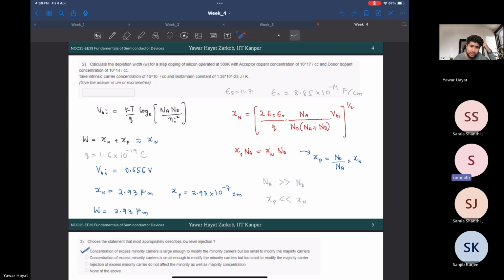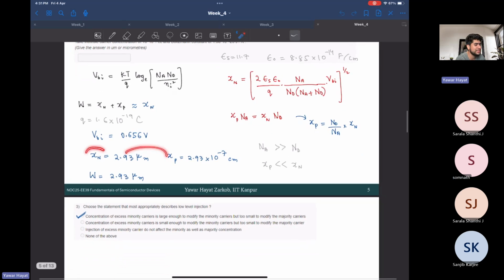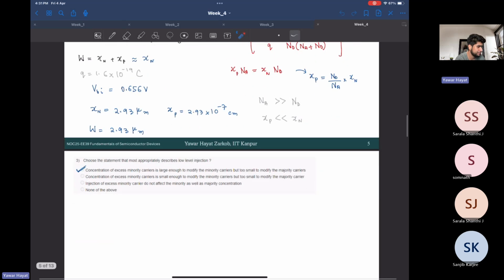And from that you can calculate W, Xn plus Xp. One could use the equation for Xp as well, like I have used for Xn. But why would you do that? Once you obtain Xn, you can simply use charge balance to obtain Xp, right? It would simplify the laborious calculation. So the sum of the two would be Xn, right? So that's why your depletion width would be 2.93 micrometer.